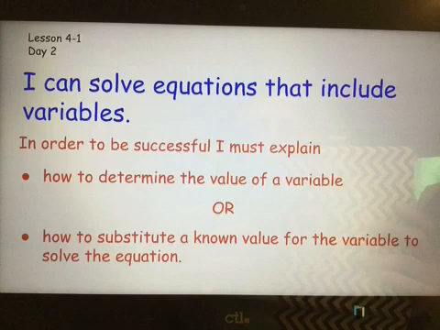I can solve equations that include variables. In order to be successful, I must explain two things: how to determine the value of a variable, or how to substitute a known value for the variable to solve the equation. And the word variable is a math term that we learned in 3rd grade. It really just means a letter that stands for a number within an expression or an equation.